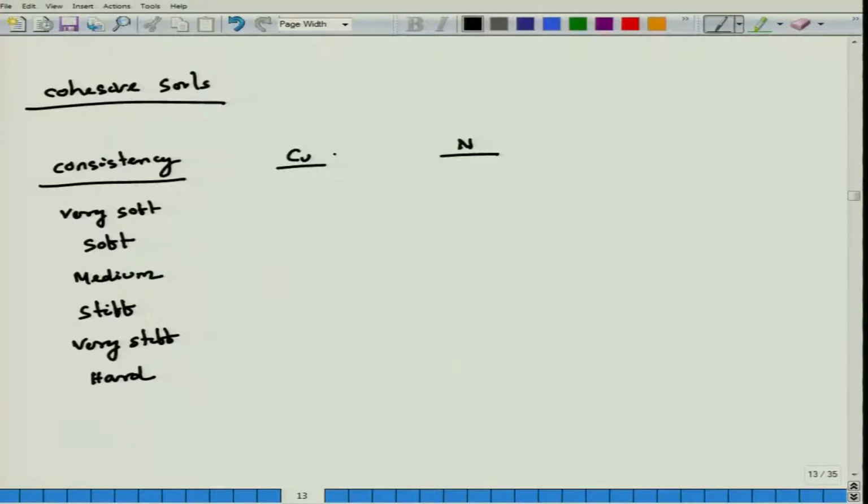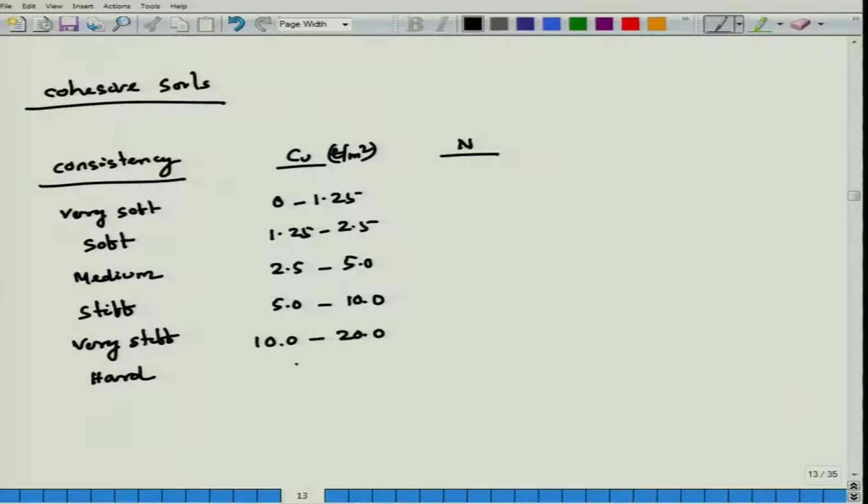Cu is generally in ton per meter square. Generally it will be 0 to 1.25, 1.25 to 2.5, then 2.5 to 5.0, 5.0 to 10.0, then 10.0 to 20.0, then greater than 20.0. Then the blow count you are supposed to get is 0 to 2, then 2 to 4, then 4 to 8, then 8 to 16, then 16 to 32, and greater than 32.